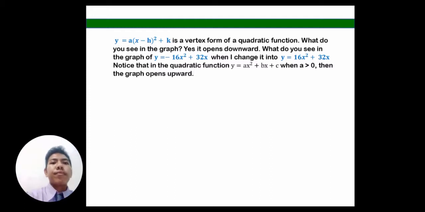Okay. Now, y is in this form, y is equal to a times x minus h quantity squared plus k, which is the vertex form of a quadratic function. So what you did earlier is transforming the quadratic function into the vertex form, or in this form.